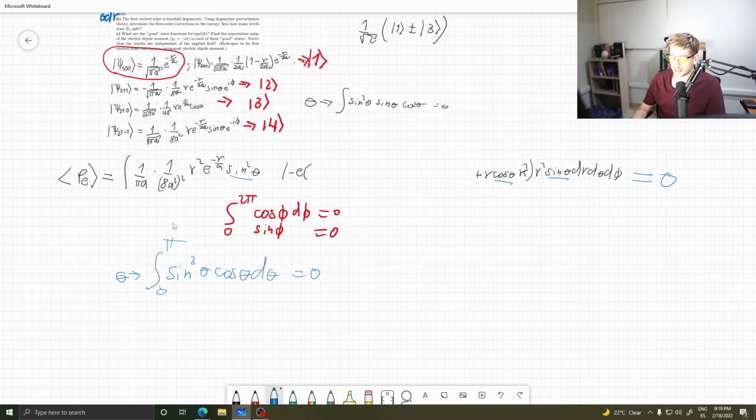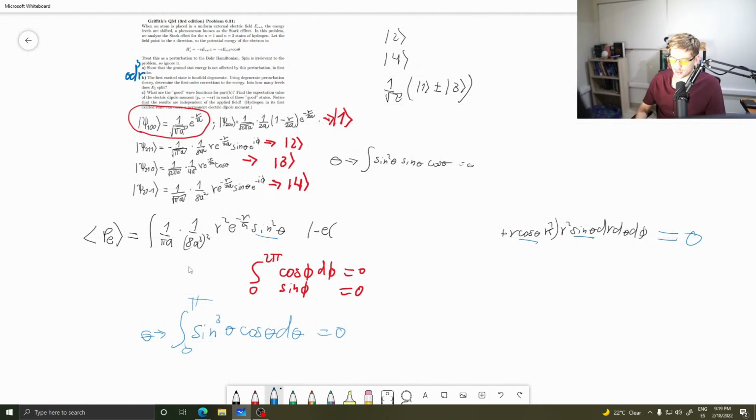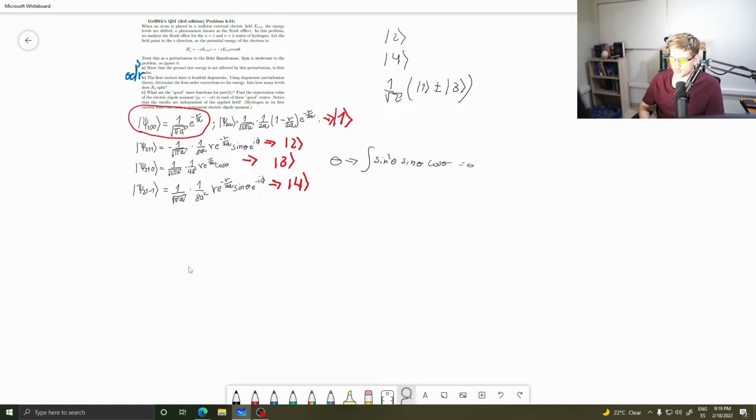So the expectation value for the electric dipole moment in state 2, or in the first good state, is 0, right? Okay, that's neat. I mean, that's nice. We didn't have to work too much. Let's go for the next state.